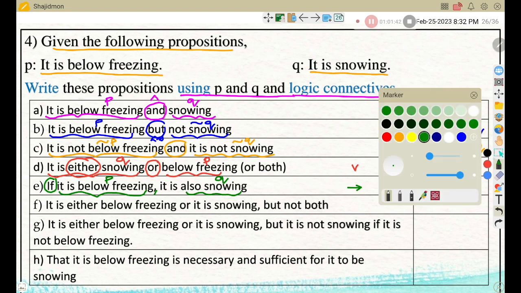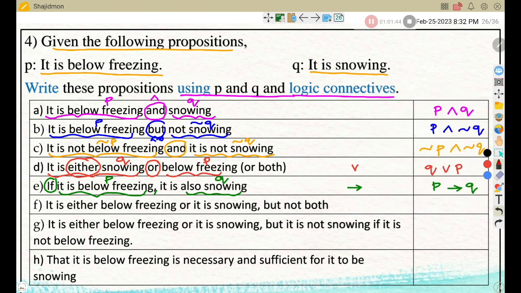Okay. Now we will go to the next one. Question number F. It is either or but not both. Keep in your mind, either or not both means XOR symbol. Okay. Either or both means or symbol. I will write here. See, either or means or symbol. Either or not both means XOR symbol.